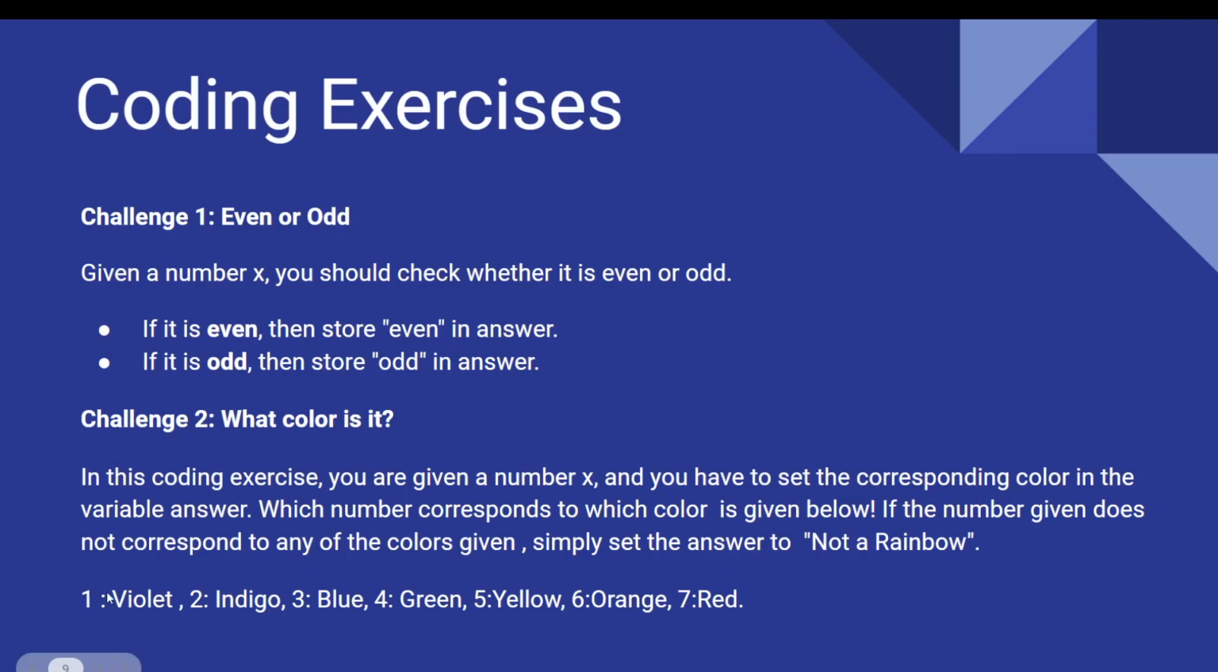So if the input is 1, then it is going to display violet. If the input is 2, then indigo. Input is 3, blue. If input is 4, then green. Input is 5, yellow. If input is 6, orange. If input is 7, red. If the input is not in this range, if the input should be an integer but it should not be in this range, in that case it is going to display not a rainbow.